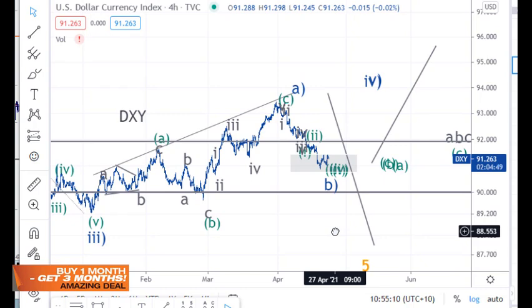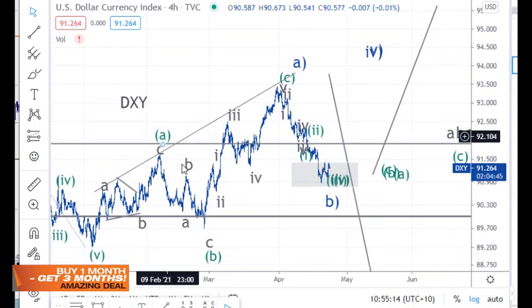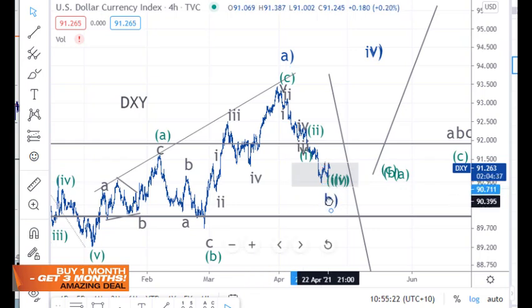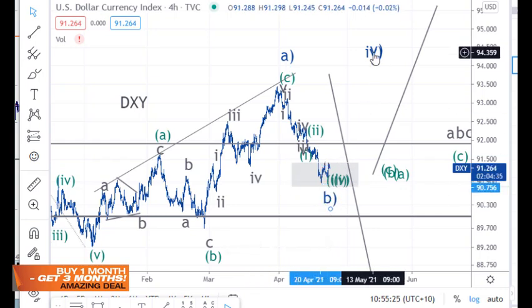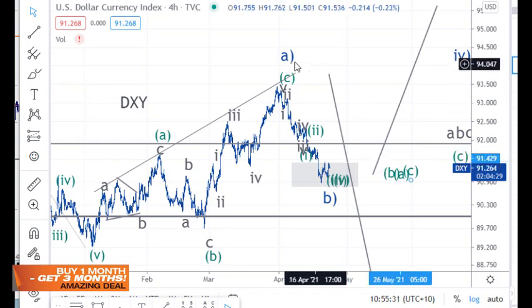Now, what could also happen, and we need to be careful of this, is that the A wave, the B wave, and the C wave up here can just be the A wave here. We come down to the 50-60% retracement level where we are now as wave B, and then we go back up again up here. We get rid of these.